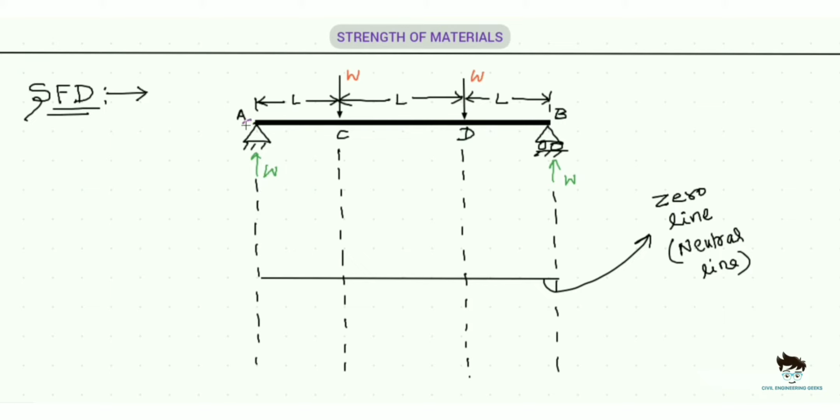Start with the left end of the beam, which is the point A. See, at the point A, there is a reaction of load W which is acting in the upward direction, right? So let's plot that first. Okay, then there is no load between A and point C. So the line goes without rising or falling till the point C. So it is going to be a constant line.